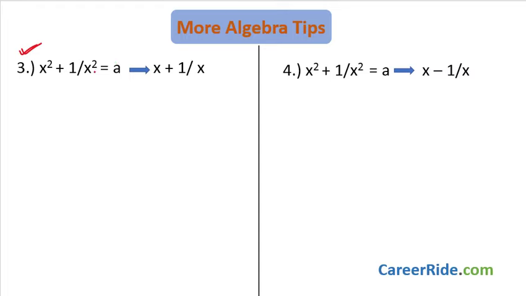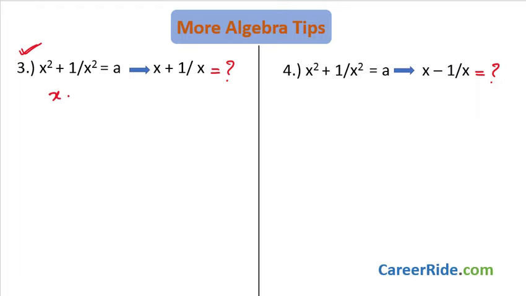So what they may do is they may give you the value of x square plus 1 upon x square is equal to a and they would ask you to find out x plus 1 upon x, right? Or they may give you the value of x square plus 1 upon x square is equal to a and they may expect you to find out x minus 1 upon x. Now, how to solve this kind of a question? Pretty easy, pretty simple, nothing difficult at all, right? Let us first learn the logic behind it and then we will learn a very super fast trick to solve this kind of a question, okay?